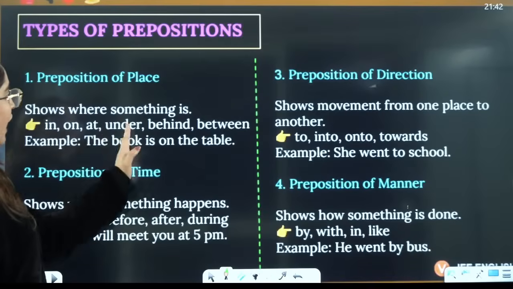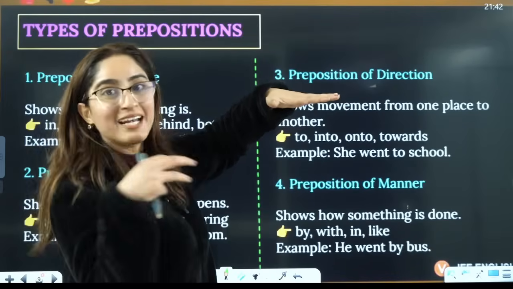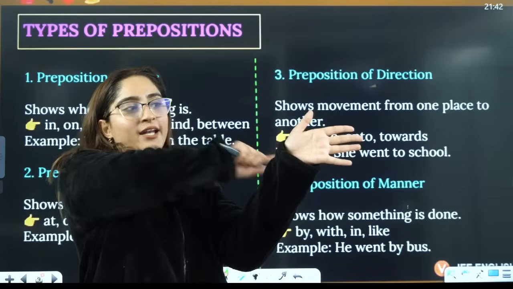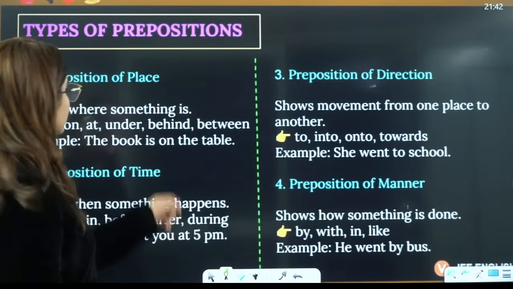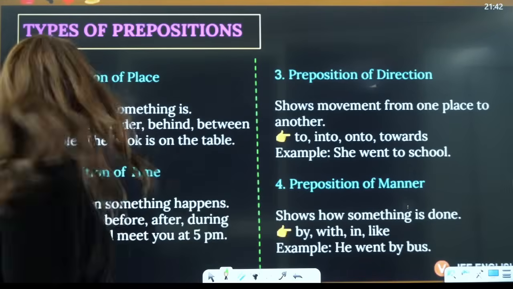So then under means when some table is there, some cat is under the table. Behind means this is the table, some cat is behind the table, right? Then between, there are two tables, you are in between the tables, right?